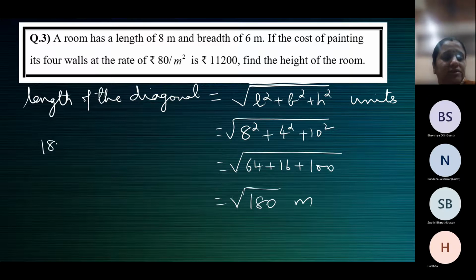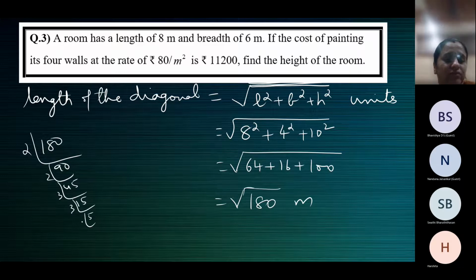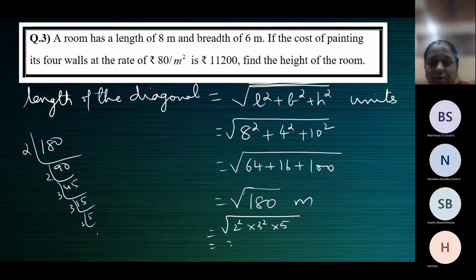So in the rough column, 180 is 2 times 90, 2 times 45, 3 times 15, and again 3 times 5, and 5 ones are 5. So this is equal to the square root of 2 square into 3 square into 5, correct? Yes, ma'am. Okay, so now from 2 2s, 1 2 comes out. From 2 3s, 1 3 comes out, and 5 remains under the square root. So the answer is 2 3s are 6 root 5 centimeter.